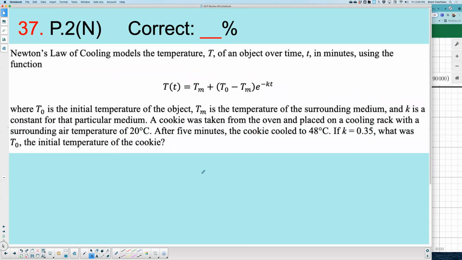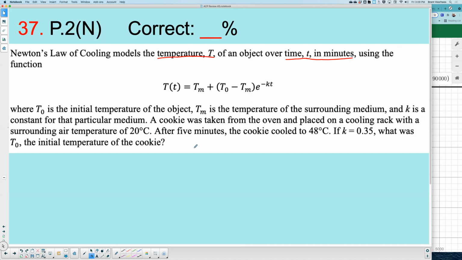All right, and now number 37. Newton's law of cooling models the temperature, T, of an object over time, little t, in minutes. So temperature is a capital T, little t is minutes or time. Using this function, where T0 is the initial temperature of an object, Tm is the surrounding medium, and K is the constant for a particular medium.